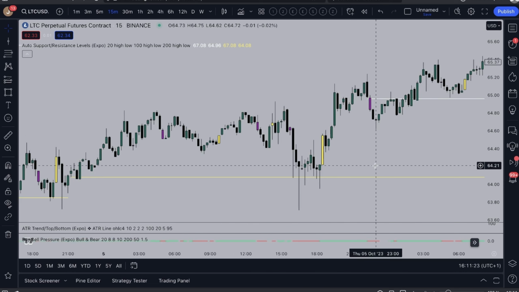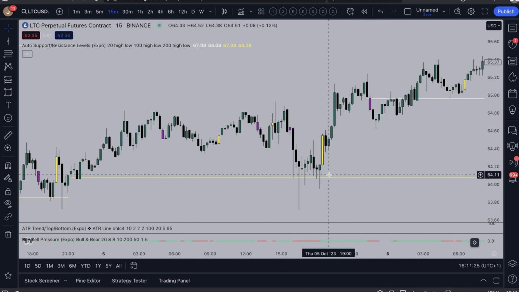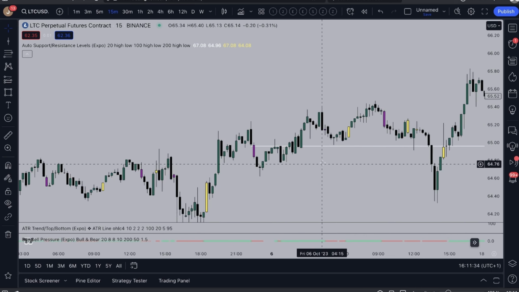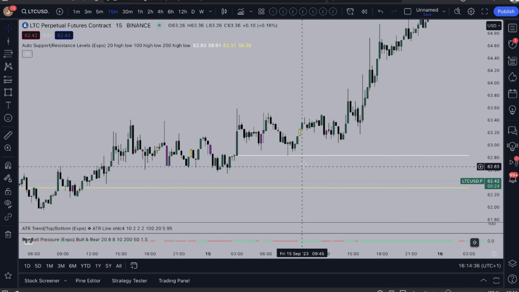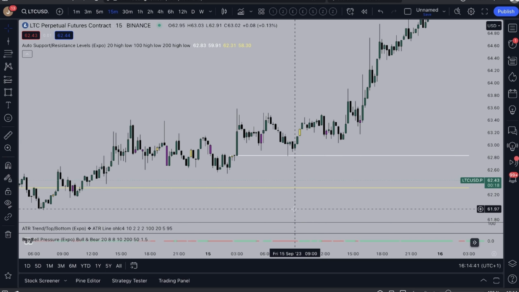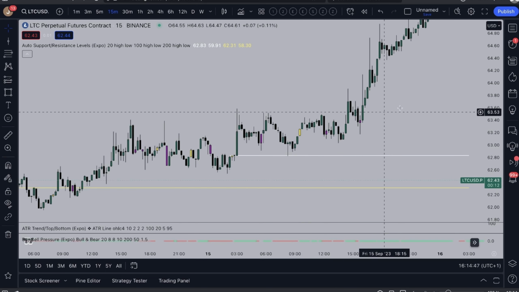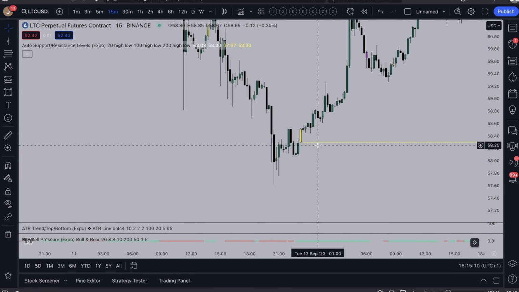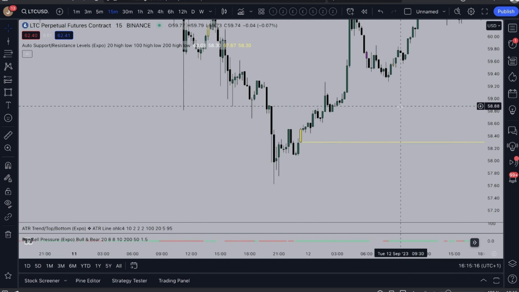So let's look at how well this does. If you look at this signal, it printed a yellow signal and the momentum is green. So we take this signal. And what happened? Price went up. Here it prints a yellow candle. It is above this support resistance line and the momentum is bullish. So we take this signal. What happened? Price went up. This signal prints a yellow candle. It's above a support resistance line and the momentum is bullish. So we take this signal, and what? Price went up.